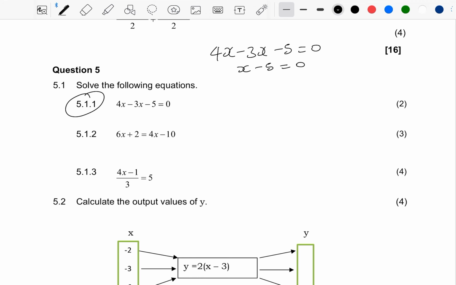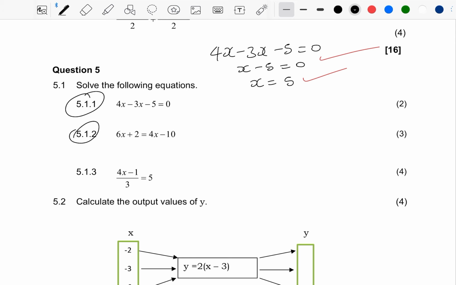And then from here, it's going to be x is equal to 5. So what you're doing, you take the negative 5, you put it on your right hand side, it becomes positive. So x is equal to 5. And boom, that's your marks. That's your final answer, and 2 marks easy, just 1, 2. That's your 2 marks. Okay, so let's move on.